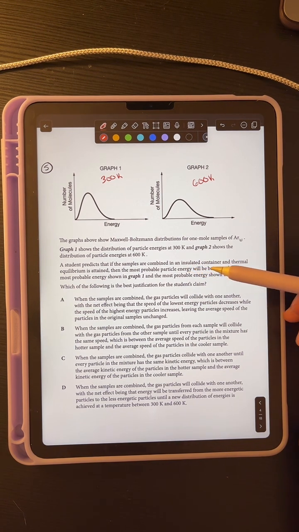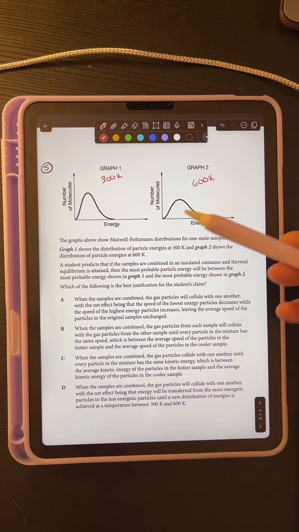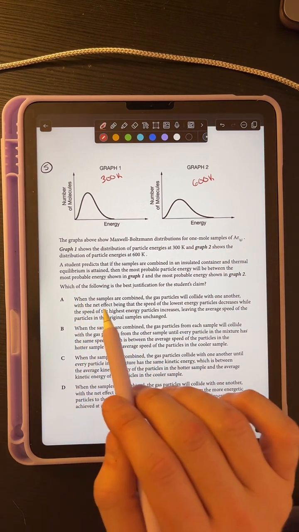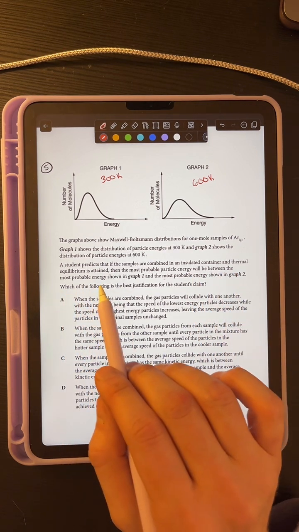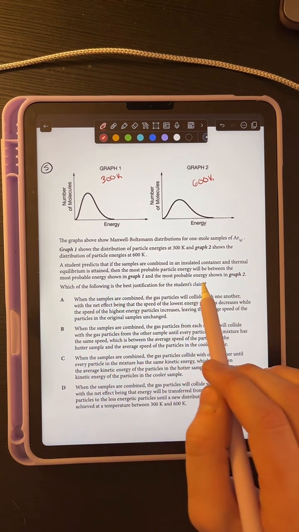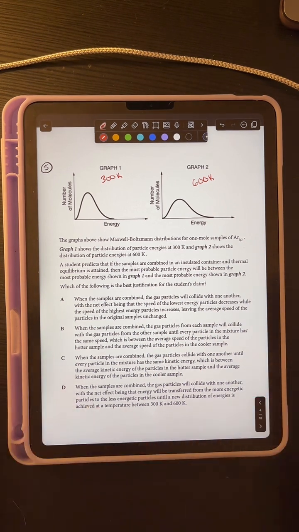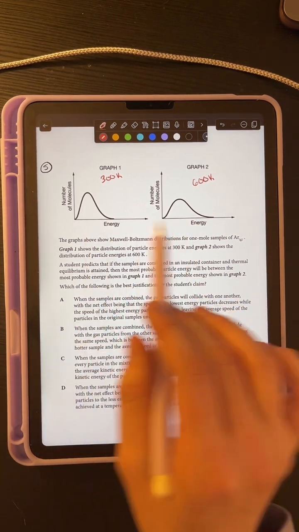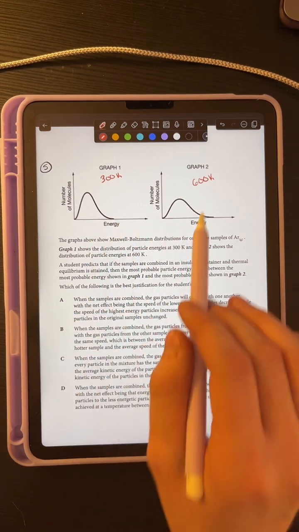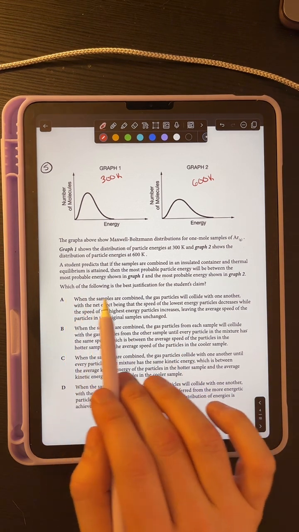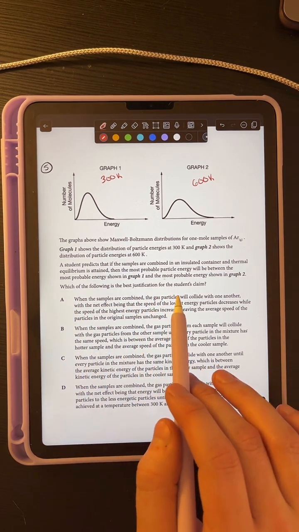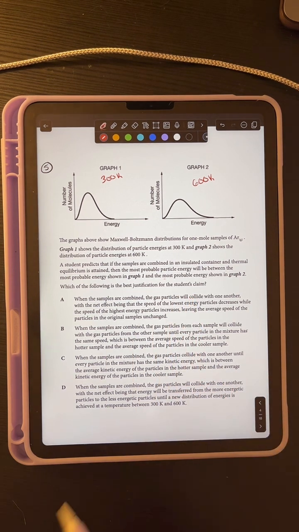A student predicts that if the samples are combined in an insulated container and thermal equilibrium is attained, then the most probable particle energy will be between the most probable energy shown in graph 1 and the most probable energy shown in graph 2. All this is saying is if we combine them, then the new graph will be somewhere in between. That's what that paragraph is saying. Which of the following is the best justification for the student's claim?